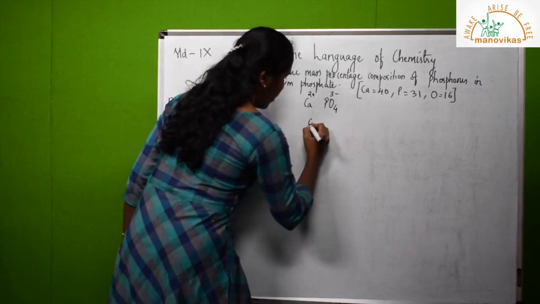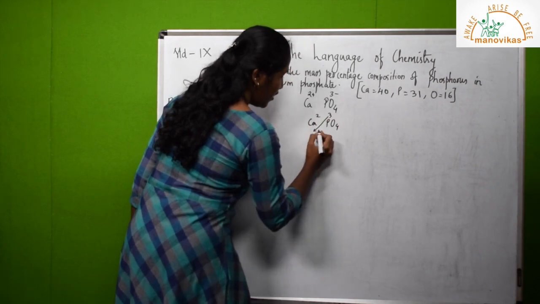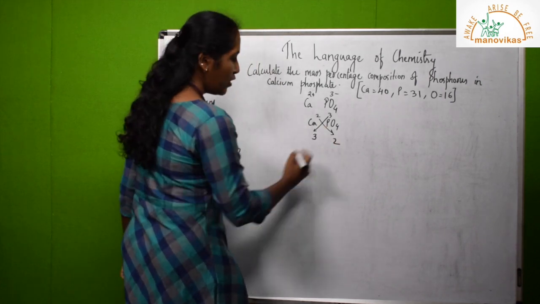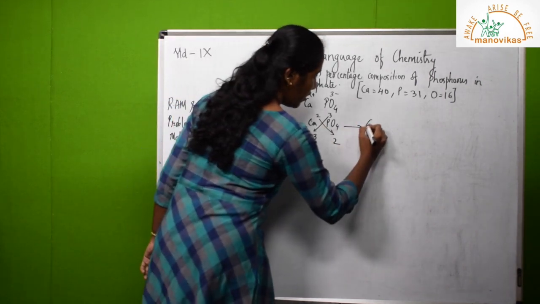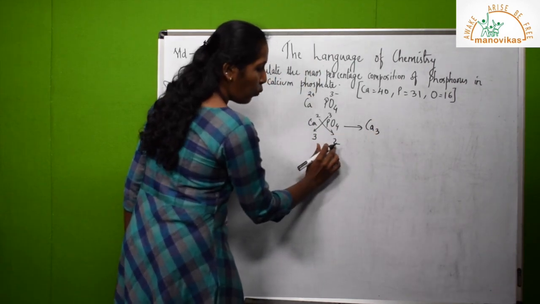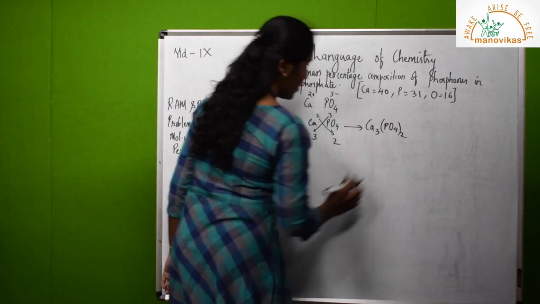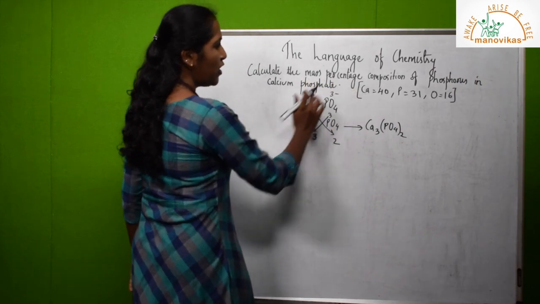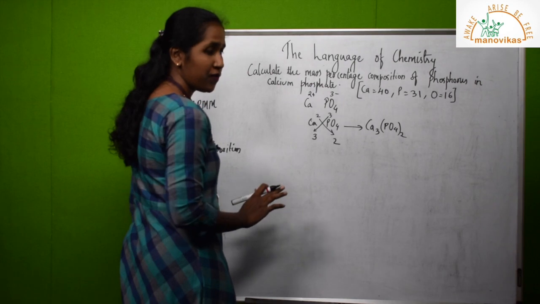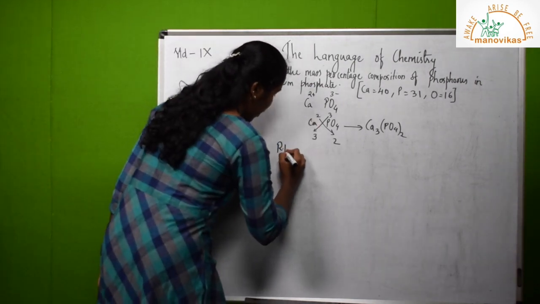So you will remove the sign and you will interchange the valency. So here 3 will come and 2 will come here. So the formula will be Ca3(PO4)2. So when it is more than 1, you are going to use bracket. So PO4 twice. So using this formula, you are going to calculate the mass percentage composition of phosphorus in calcium phosphate. So first in this, you have to calculate the relative molecular mass.